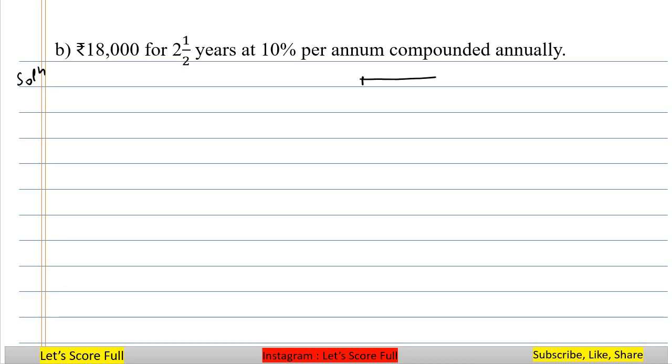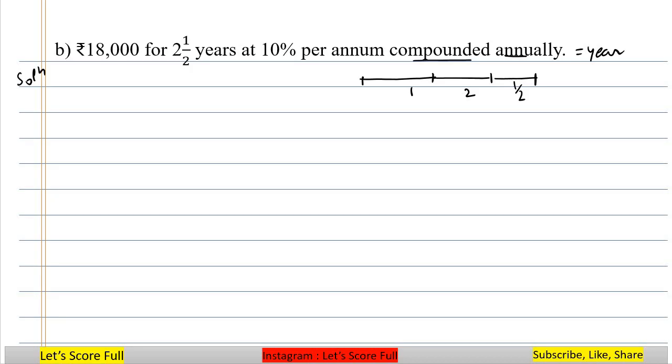So see, from here to here it is 1 year, from here to here it is the second year, but the third year is only half. It is not a complete compounding period. In compound interest, we calculate only for the whole compounding time. Means it says annually. Annually means year, right? And I have 2 whole years and half a year.